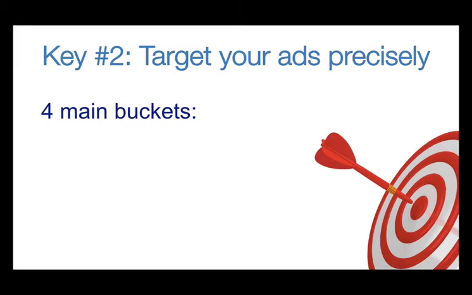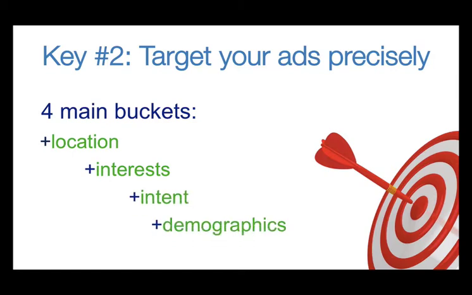There are four main buckets. You can target by location. You can target by interests. You can target by intent. And you can target by demographics. Okay, so you combine all four of those things together, and you have amazing targeting capabilities to ensure that your ads are being seen by the right people, by the absolute best prospects for your business.